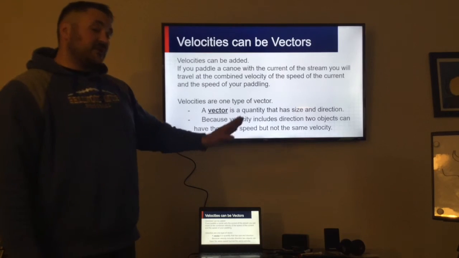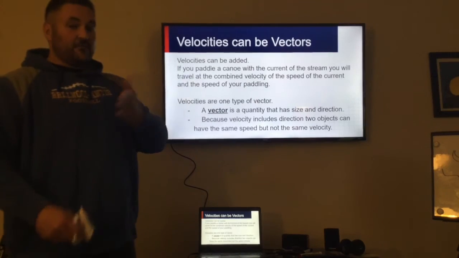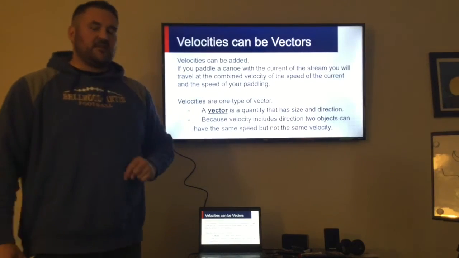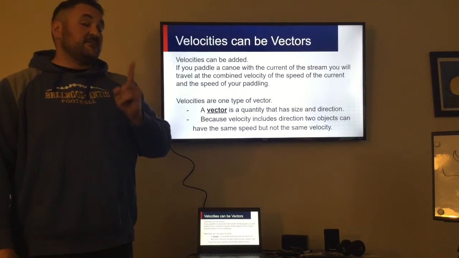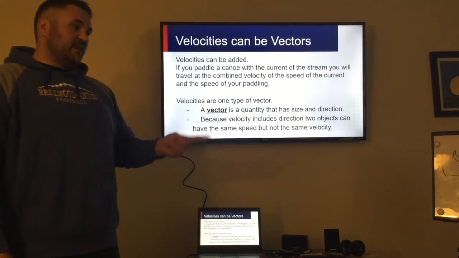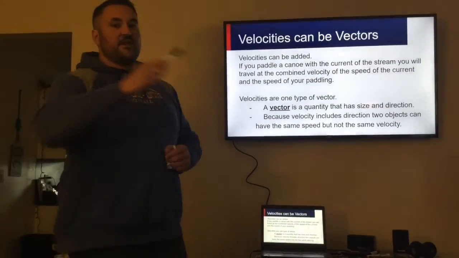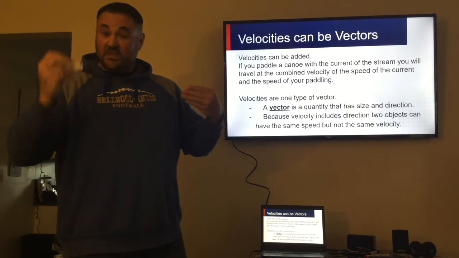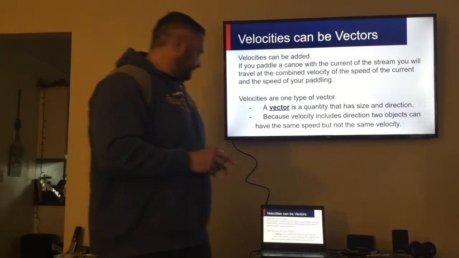Two objects can have the same speed but not the same velocities. You could be going 6 kilometers per hour north and another person can be going 6 kilometers per hour east. The speeds are the same. The velocities are not.